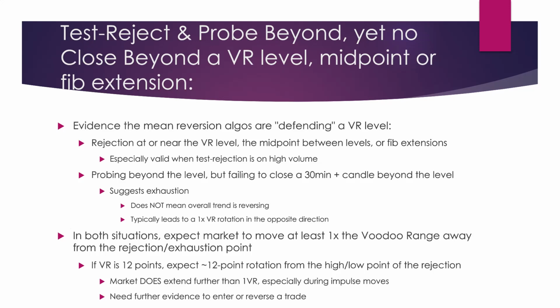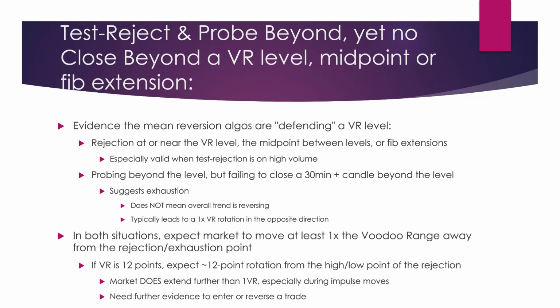So one piece of evidence that the mean reversion algos are defending a VR level is when you see either a test reject of the VR level or the midpoint between the levels or the fib extensions, as I just explained, especially when they're on high volume, or if the market probes beyond the level, but it fails to close a candle beyond the level. And I'm specifically talking about candles that are at least 30 minutes: 30 minutes, 1 hour, 2 hour, 4 hour. These are the ones I usually use.